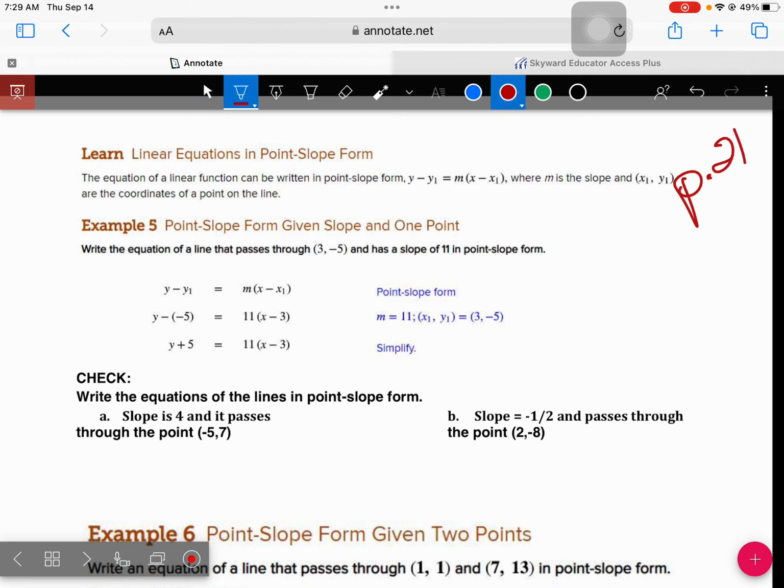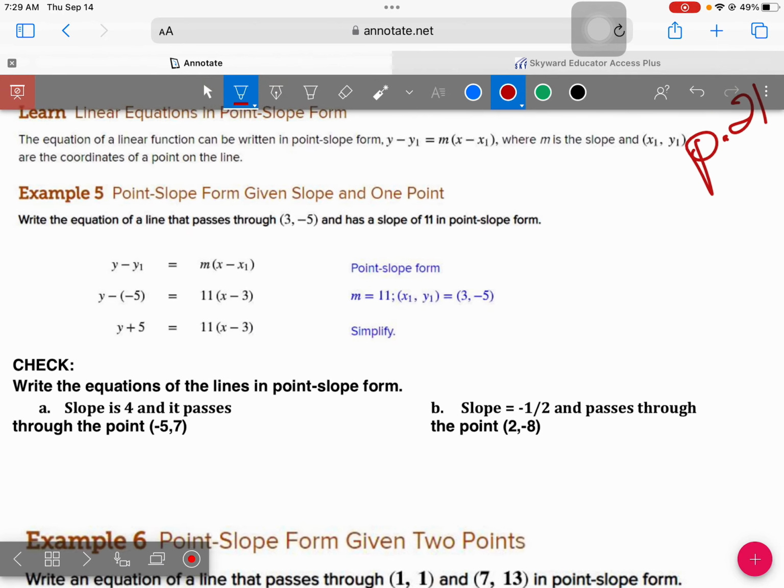Page 21. All right. So now we're taking our linear equations into our third form, which is point-slope form. Guess what we're going to need for point-slope form? We need a point and we need slope. They're so original with their titles, right?